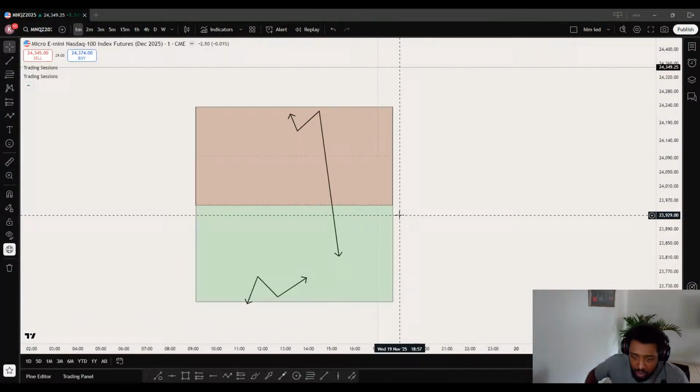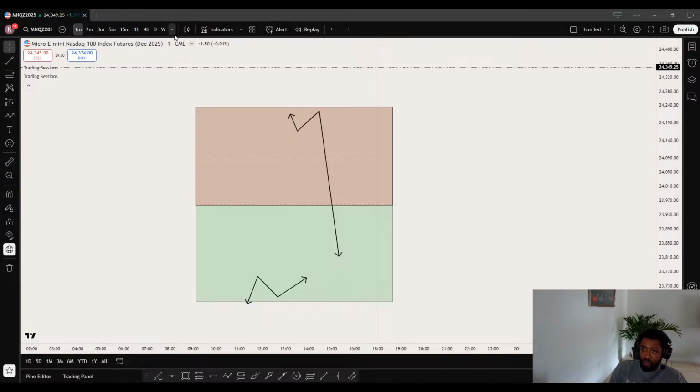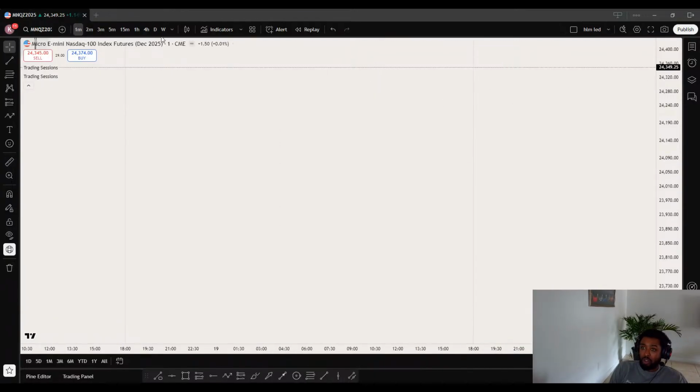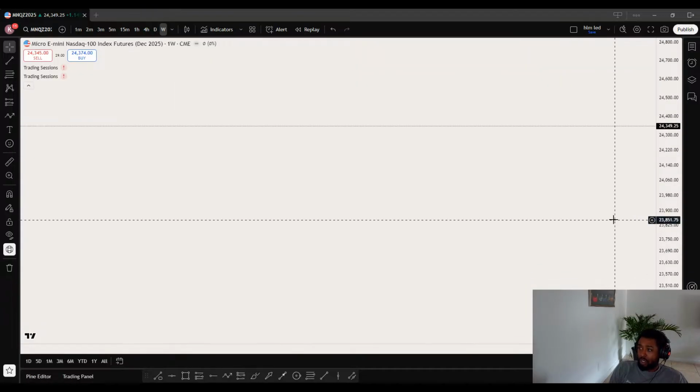How do you trade, bro, on NQ? Same way you trade anything else. You find a higher time frame draw. Perfect example, this is how I trade NQ. I'm gonna delete everything and I'm gonna show you how I do it. I go to a higher time frame, which is a weekly.